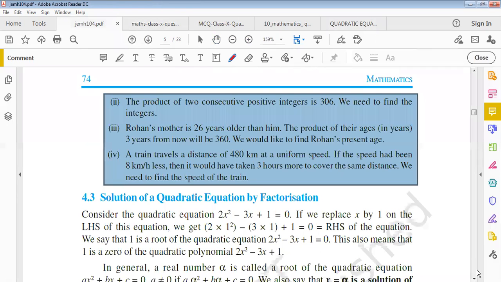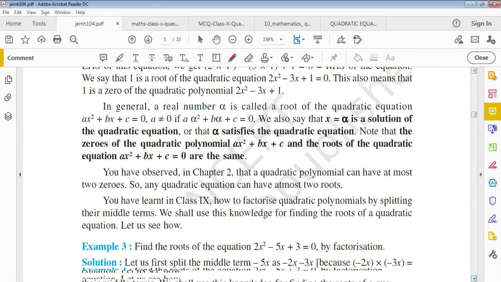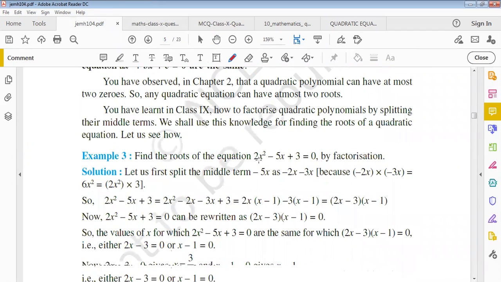Solution of a quadratic equation by factorization method. See, the method we use for factorization is splitting middle terms. We learned this in polynomials, no problem. Then this one: 2x square minus 5x plus 3. Let us take this question now.